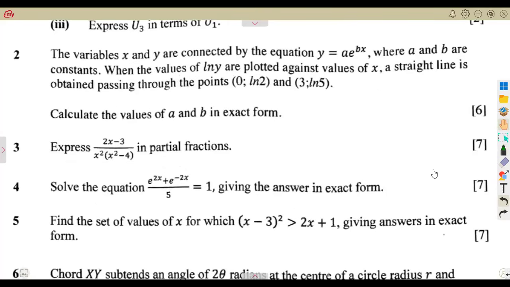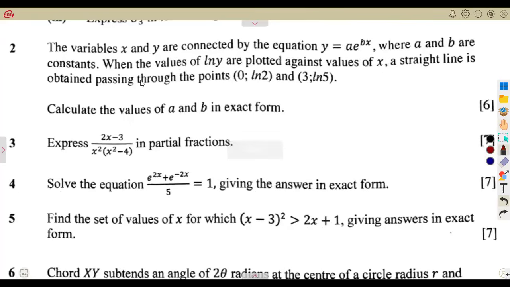Then on question number 2, we are given the variables x and y. I had actually a separate class on this one. Make sure that you go through the relationship that we have on these variables that will give us linear equations. But in this case, you were not plotting anything. Let's see. They are saying the variables x and y are related by this equation, where a and b are constants. When the values of ln y are plotted against the values of x, a straight line is obtained, as we know, passing through these points.